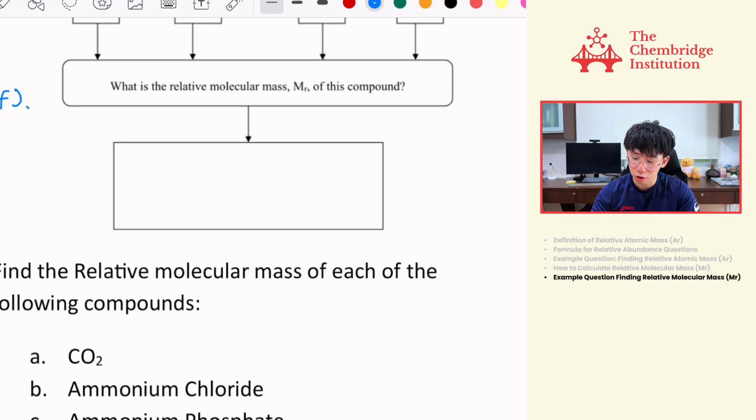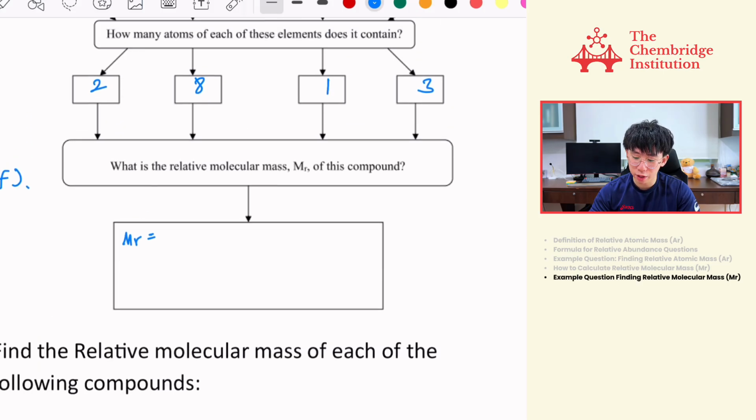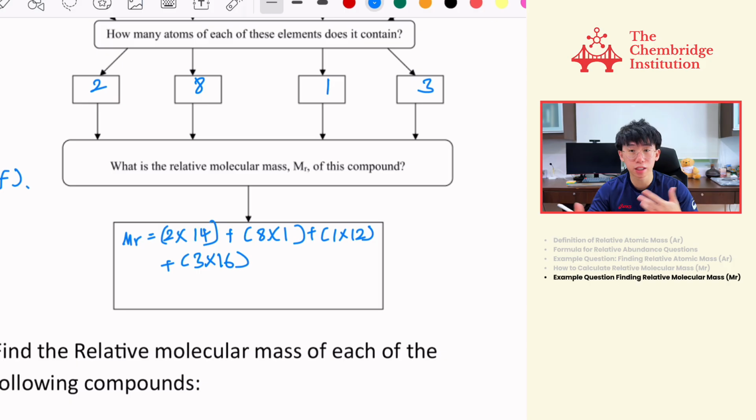So the Mr of this compound over here, if we multiply all the elements' atomic masses by the number of each atom, you will get 2 times 14, because it's the relative atomic mass of nitrogen, plus then we move on to hydrogen, so it's 8 times 1, and then for carbon is 1 times 12, and then for oxygen is just 3 times 16. And you get a relative molecular mass of about 96.0 with 3SF. So this is how you calculate our relative molecular mass.